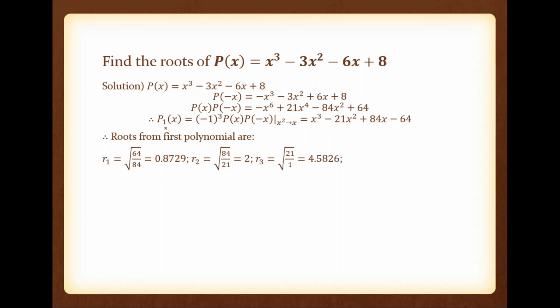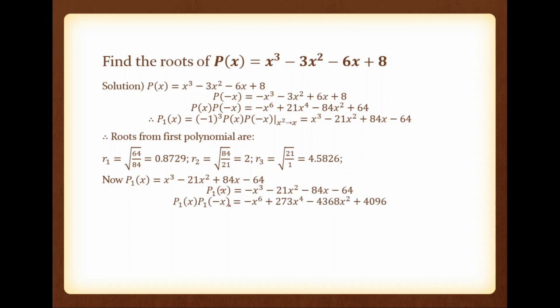So from this p1 of x, we have to find p2 of x. How to do that? So now what is p1 of x? p1 of x is x cube minus 21x square plus 84x minus 64. So now find p1 of minus x. So this is p1 of minus x. So here a minus x is there. So that is minus x cube minus 21x square minus 84x minus 64. So from this we have to find p1 of x into p1 of minus x. So that is this one.